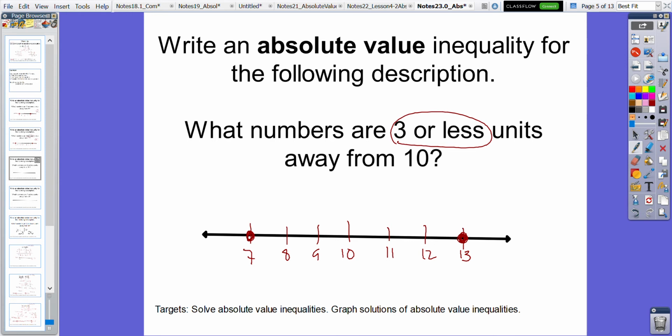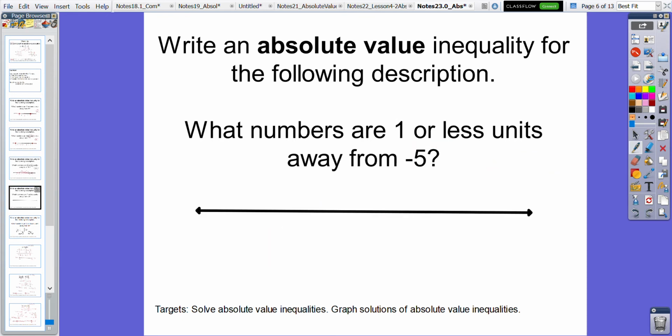If we're talking about everything that's 3 or less, that's going to be everything in between, because if we look at 9 and 11, this is 1, this is 1. 9 to 8, or 8 to 10, that's 2, and 10 to 12, that's also 2, which fits the bill here. So that's going to be everything in between our two values, 7 and 13, which we recognize from our compound lesson as an AND inequality. Okay, this is important, trust me.